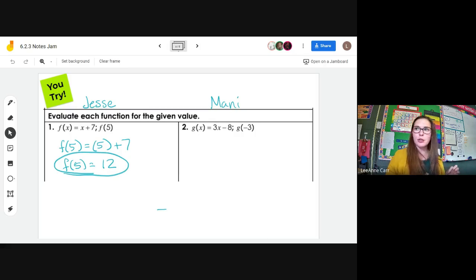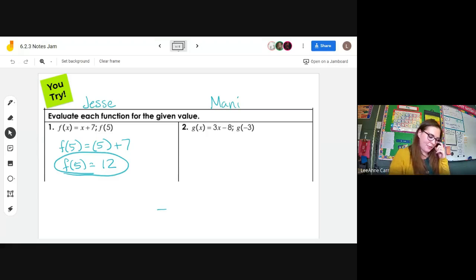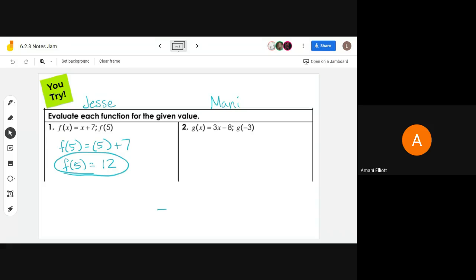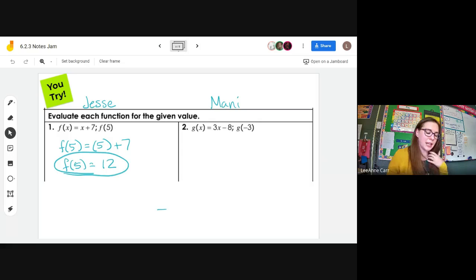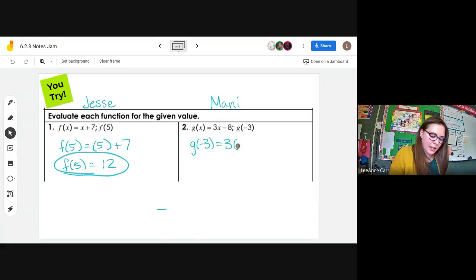Okay, so Monty, after seeing Jesse go through that example, can you talk me through, if I want to find g of -3, what am I going to do? To be honest, Miss, I don't know. So look, when I had f of 5, what did I do with that 5? So it'd be f of -3. Yeah, so what am I going to do with that -3? Where am I going to put it? In parentheses, in place for x, right?